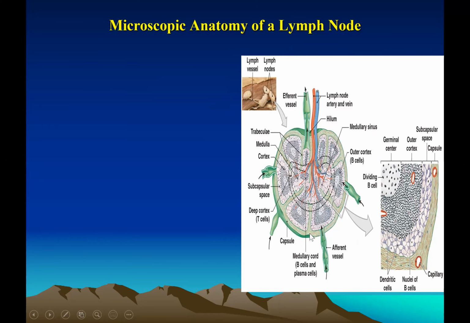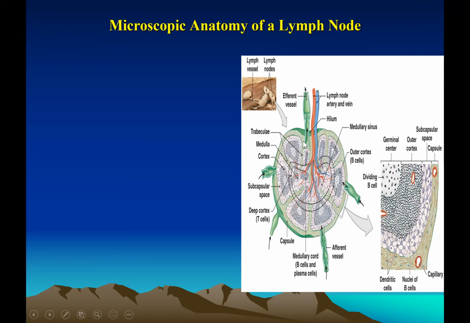So we have the capsule. Right underneath, we have the subcapsular space. The outer part is called the cortex. The inner part is called the medulla. And when the clean lymph leaves the lymph node, it is called the efferent vessel. This region where you see the artery and vein and the lymphatic, see the indentation here, is called the hilum.